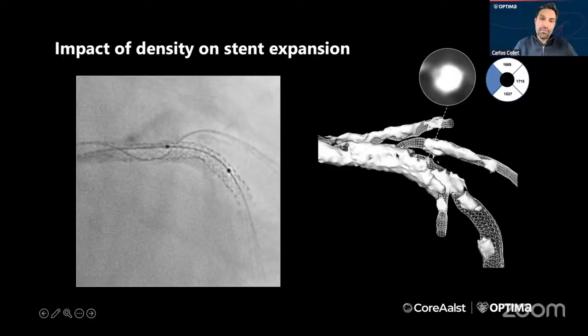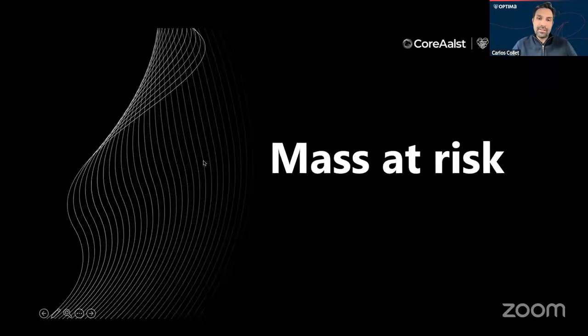You see here a case of the bifurcation with this diagonal, where you have the distribution of the calcium basically away from the bifurcation, or in the other part of the bifurcation. The Hounsfield units were extremely high. We delivered 120 pulses of IVL there, and even after that, we could not expand the stent properly.